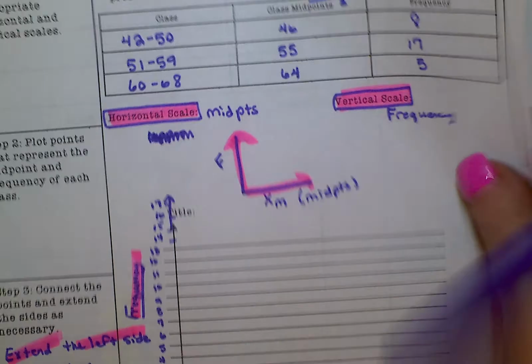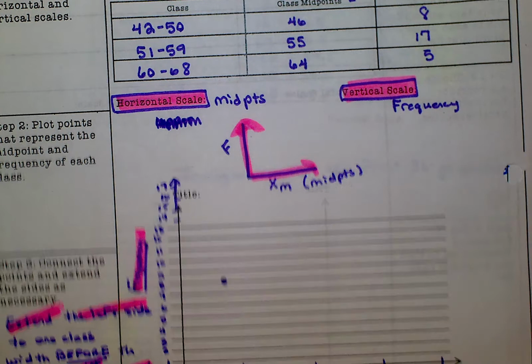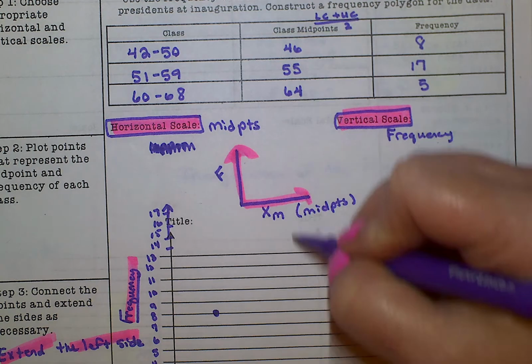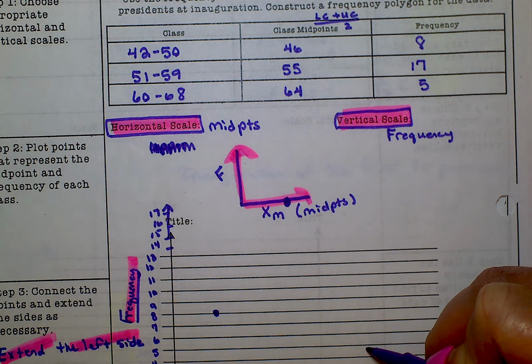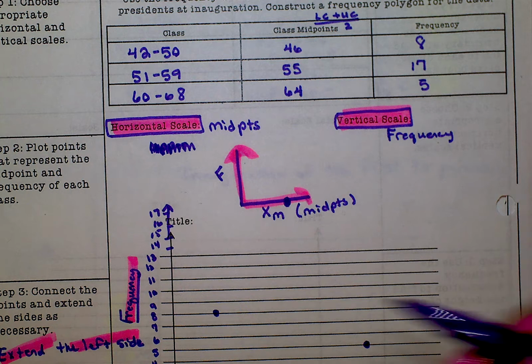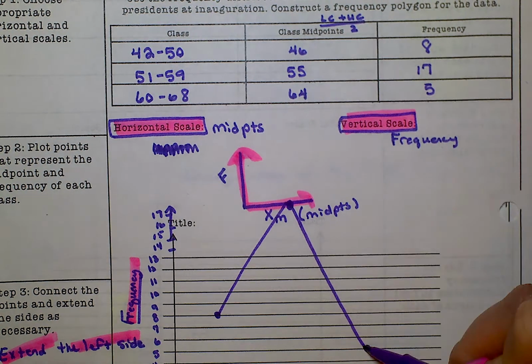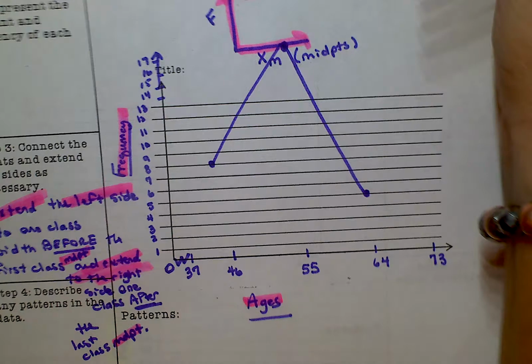So now we're going to plot. So I'm going to go from 46 up to 8. These are going to be dots also. I'm going to go from 55 up to 17. I'm going to go from 64 to 5. And then I'm going to connect those. Okay. This does not look like a polygon. Notice that it is open.